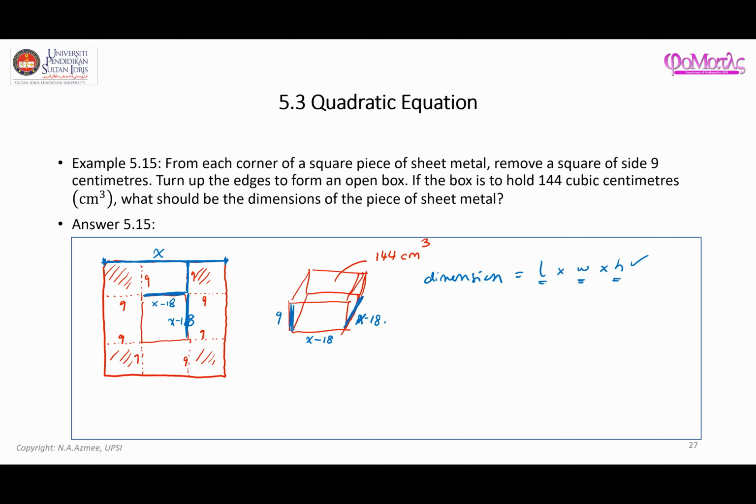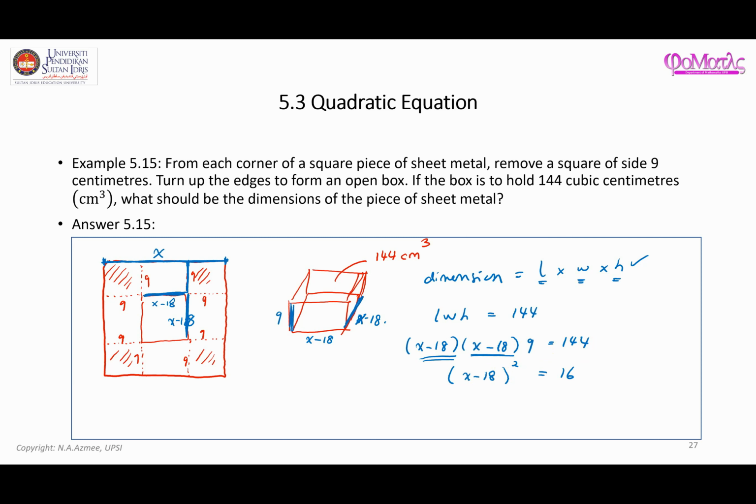So now what we're going to have is we're going to construct an equation. So that would be length times width times height must be equal to 144. So the length is x minus 18, the width is also the same, the height is 9, is equal to 144. Now 144 divided by 9 is 16. So I have x minus 18, squared, is equal to 16.